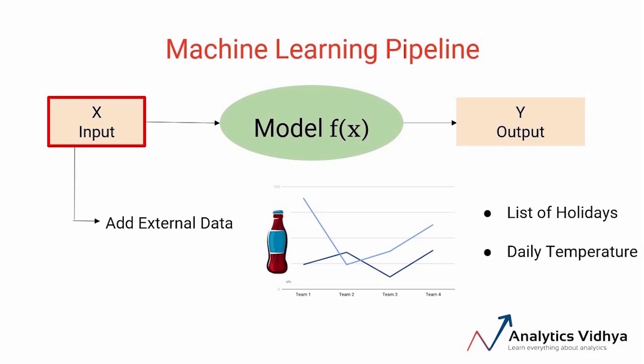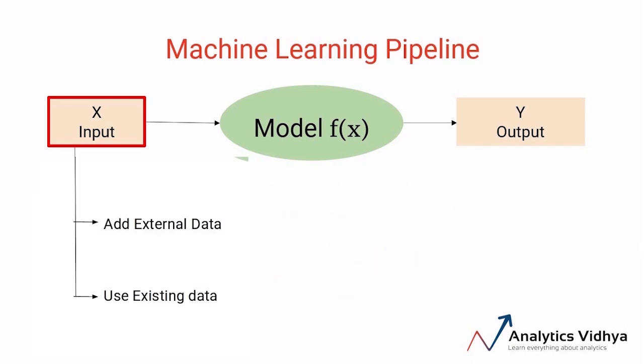Or how about having a variable like the daily average temperature? Because the sales of a cold drink might vary from winters to summers, etc. It will add more value to our model and will help us in estimating the sales effectively. Here you can see that the addition of these two variables is actually helping us to estimate the sales for the next 10 days. Another way to improve our model's performance is by using the existing data more effectively.